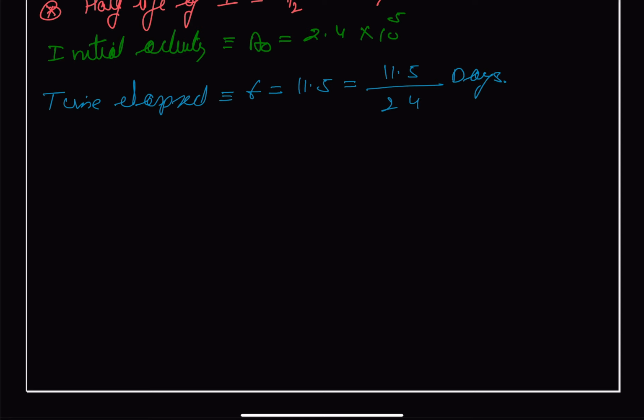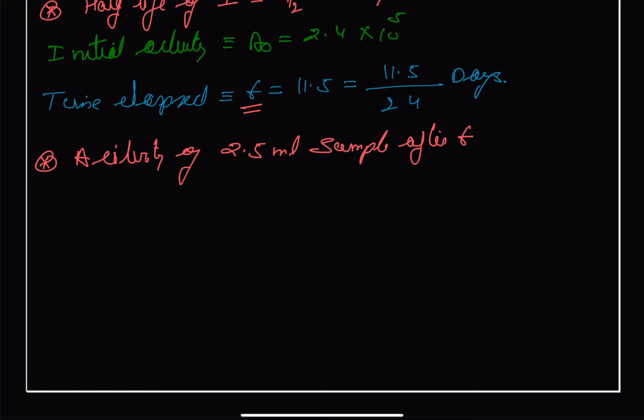So we can say that the activity of the 2.5 ml sample after time t, let us call this A sample, is given as 115. We will need to find out the total blood volume, that is in liters. Suppose that is V.